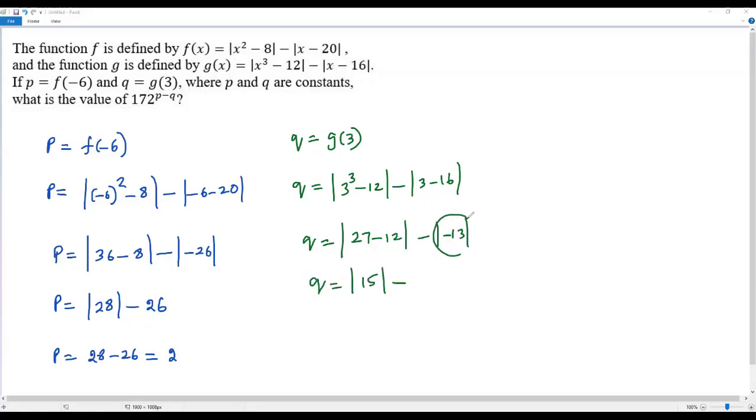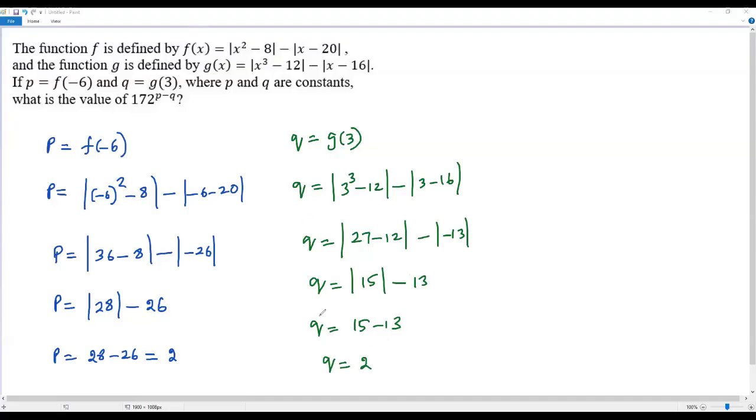Here absolute value is always positive, so the absolute value of negative 13 is positive 13. So this negative sign is taken over here as it is. So q equals absolute value of 15, which is 15, minus 13. So q equals 15 minus 13, which is 2. Now I got the values of p and q.